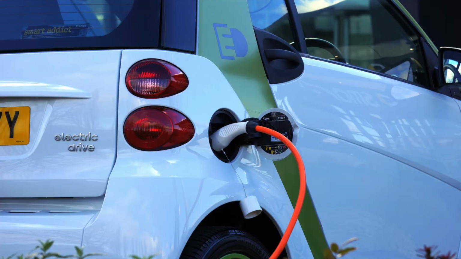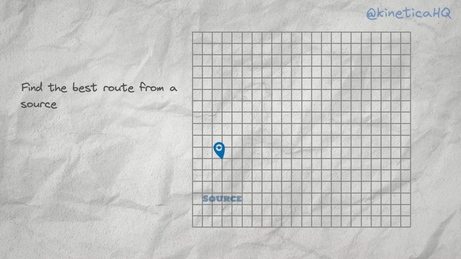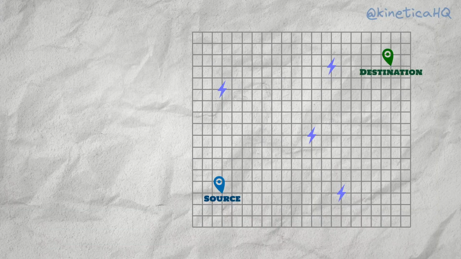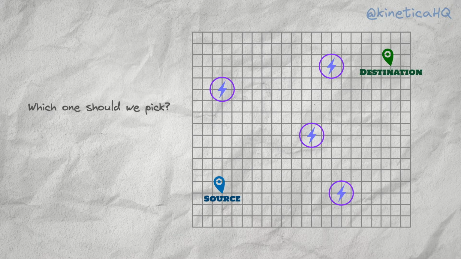I'm Hari Subhash with Kinetica, and in this video, we will solve the following problem. We are in an electric car that is almost out of charge, and we want to find the best route to get from a source point to a destination point, but with a stop at a charging station before our electric car runs out of charge. But here's a slight complication. We have multiple charging points that we can select from. So which one should we pick for this route?